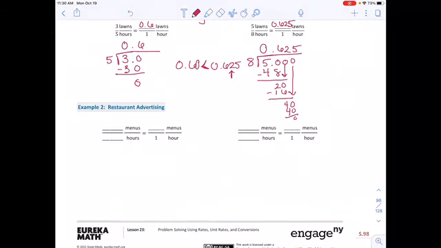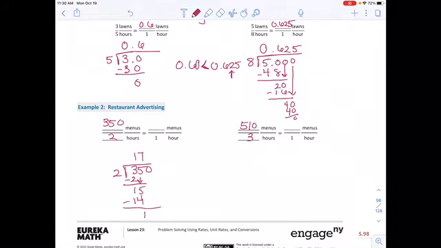So example 2, we have 350 menus in 2 hours and 510 menus in 3 hours. I want you to pause the video right now. Try to find how many menus you get in 1 hour for each one and then compare them. And then come back and I'll go over it. Okay, so for the first one, we take 350 divided by 2, because you always divide by the time. 2 times 7 is 14. And then 2 times 5 is 10. So we have 175 menus in 1 hour.